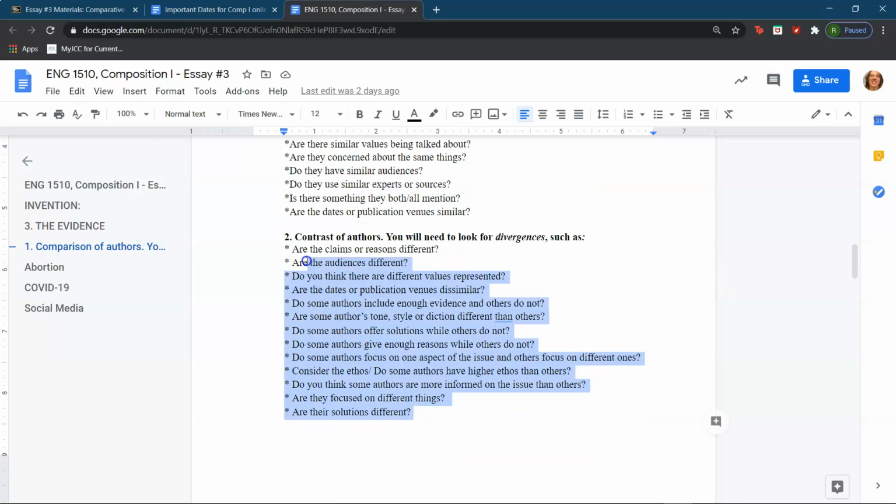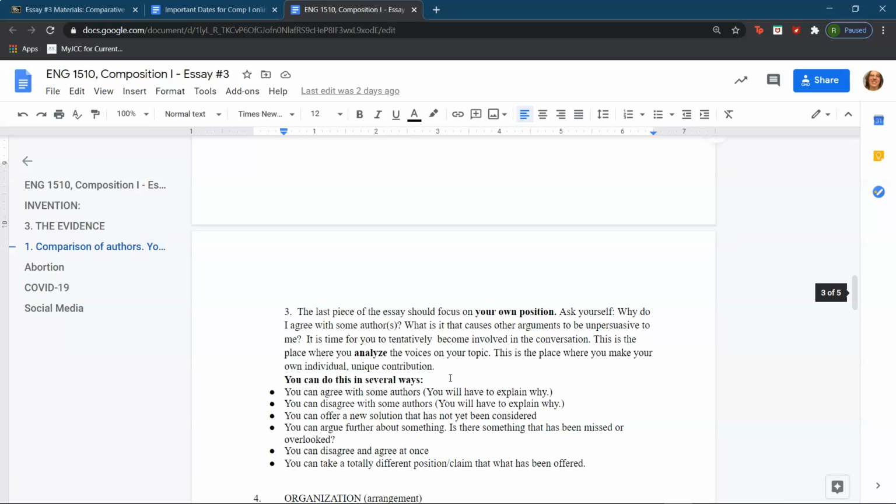Now for differences, you'll be looking for differences between the articles or sources. Are the claims or reasons different? Are the audiences different? Do some authors offer solutions while others do not? And you should consider their ethos, pathos, and logos. Are they focused on different things? And are the solutions different?